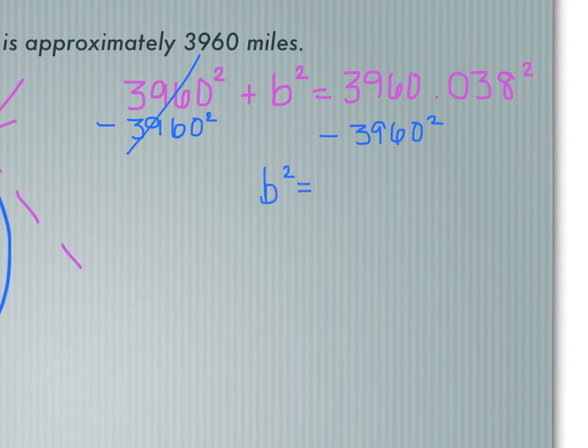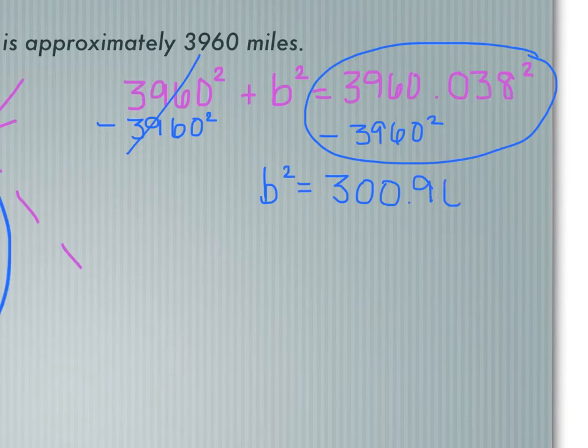In my calculator, I'm going to type in 3,960.038 squared minus 3,960 squared. Just don't forget your squares. I get like 39.9. Yep. So B squared is 300.96. And then what do I still have to do to it? Square root it, yep. So B equals 17.3, but is that in miles or feet? That's miles. So that seems reasonable.